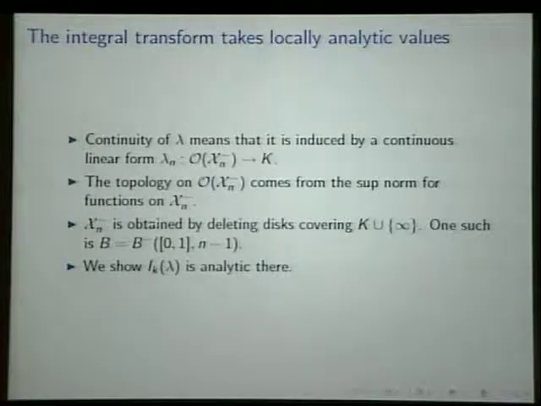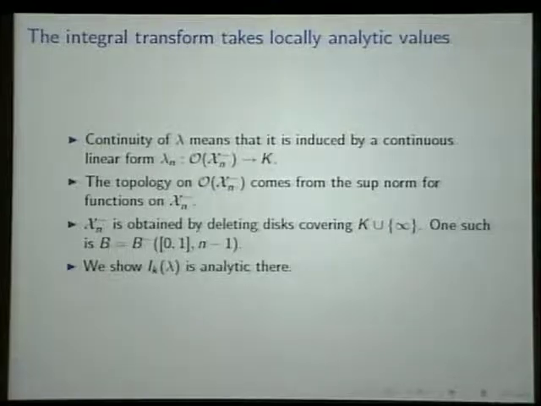It basically means that it factors through one of the Banach spaces, one of the affinoid algebras, for which O is the projective limit. That's kind of a topological fact. That's what the projective limit topology means. So to give a continuous linear form, we actually have a linear form on one of these affinoid algebras coming from, remember, Xn, which is gotten by deleting disks of some particular radius.